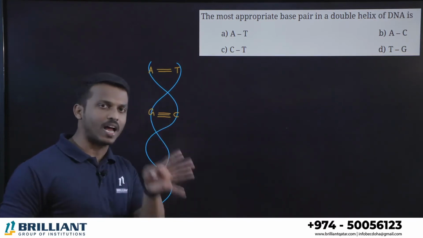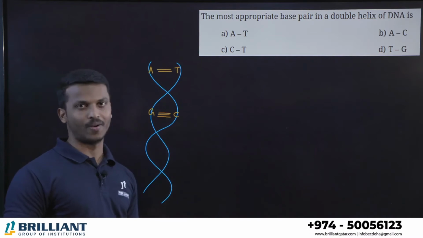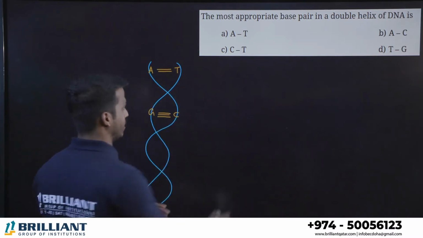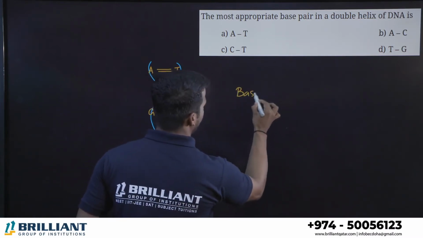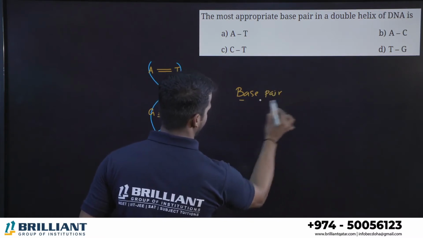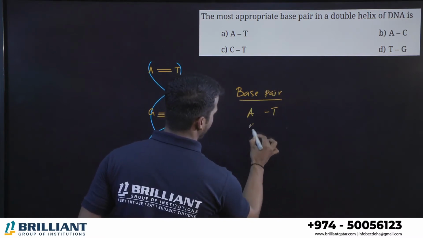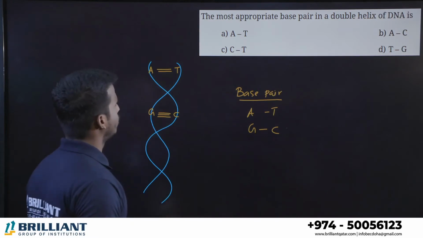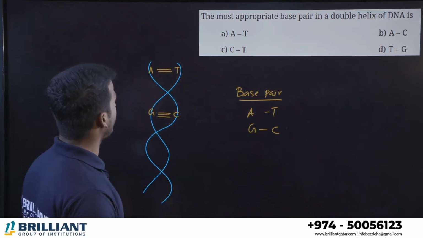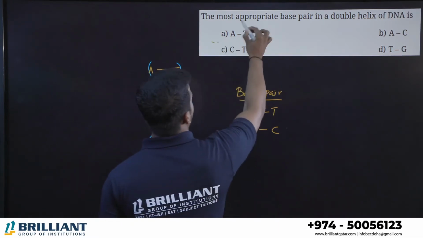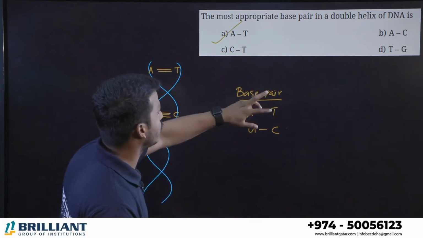Guanine and cytosine are connected through a triple bond. Alright, so what are the base pairs in DNA? Adenine with thymine, guanine with cytosine. So which is the most appropriate base pair in the DNA? That is adenine and thymine. Guanine and cytosine is there?